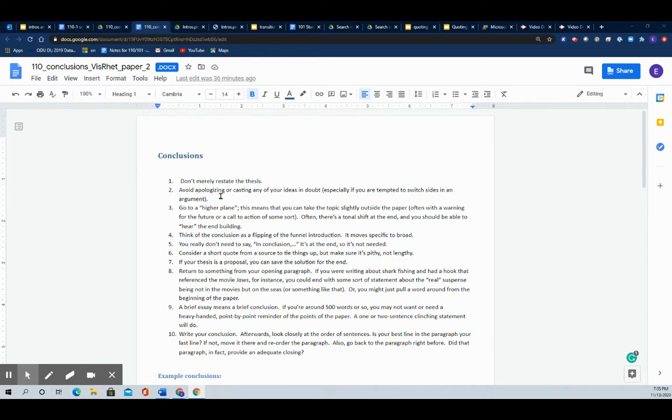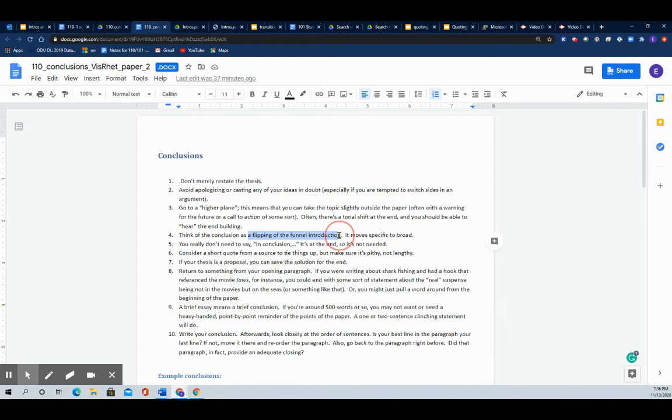There's a few other things that happen in some conclusions, although I don't think it would happen in this paper because you're not writing an argument so much. I wouldn't worry too much about number 2, although it's good to keep in mind for argument papers. I would say that number 3 is important. You should have a sense of building towards the end, and the way to do that is to flip the funnel.